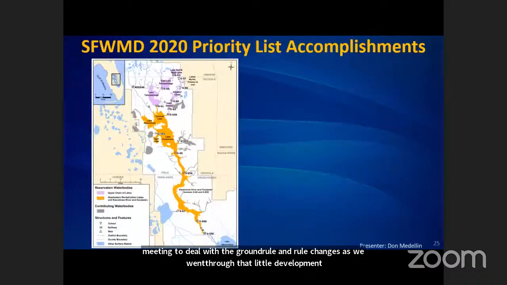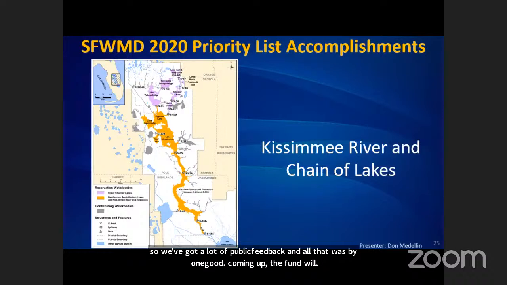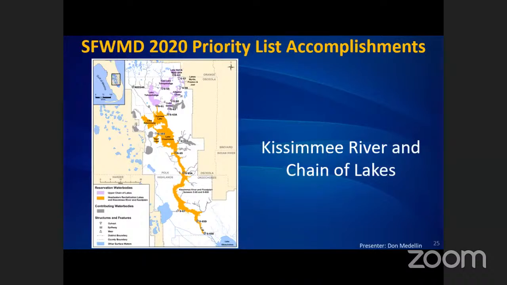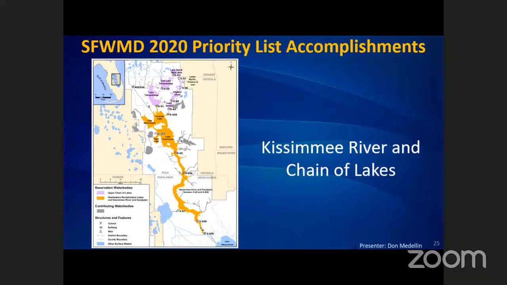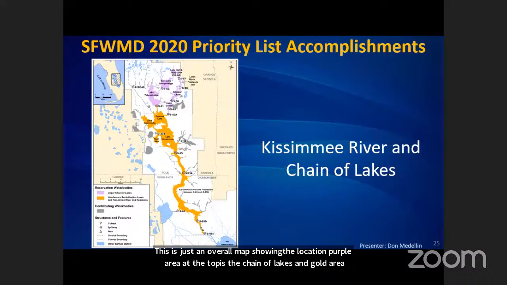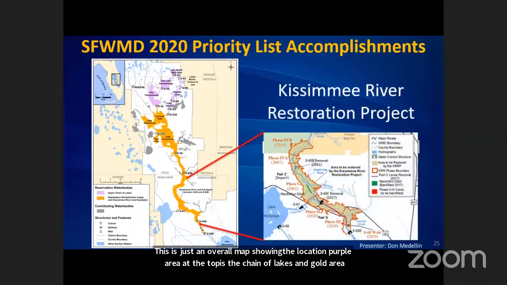So just to give you a little bit of background about the Kissimmee River and Chain of Lakes, this is just an overall map showing the location. The purple area at the top is the upper chain of lakes, and the gold area, I'll go into the regulatory components of this just ever so briefly in a moment. But I wanted to highlight where the Kissimmee River Restoration Project is located. And so you can see in this inset map where that restoration area is located.